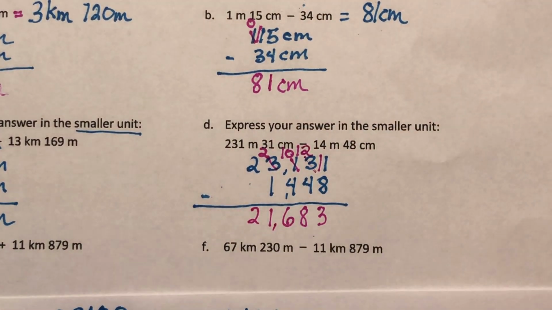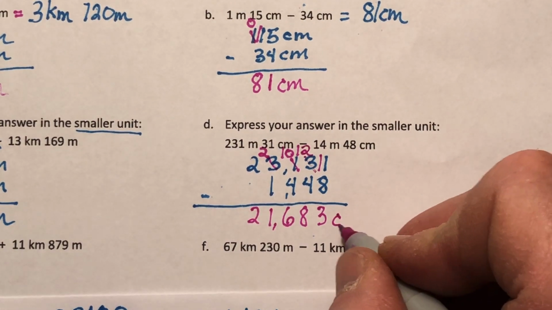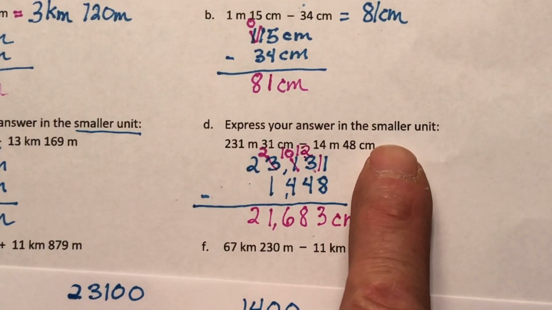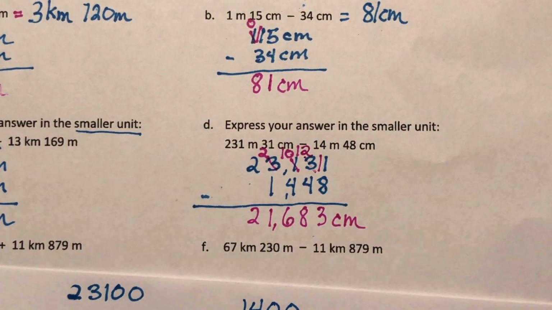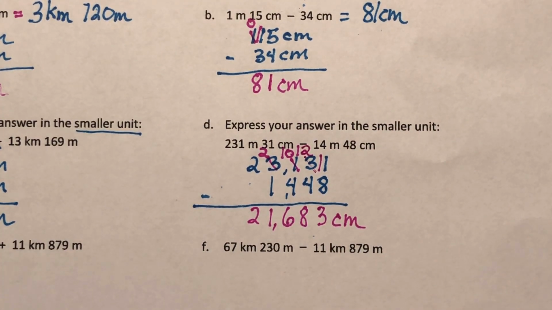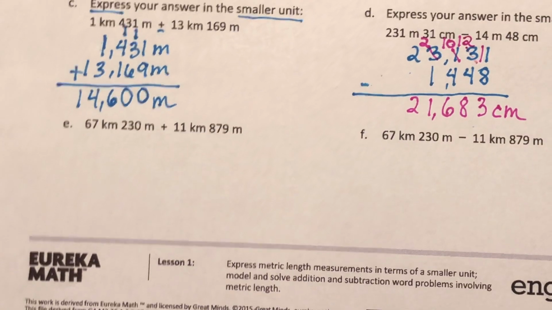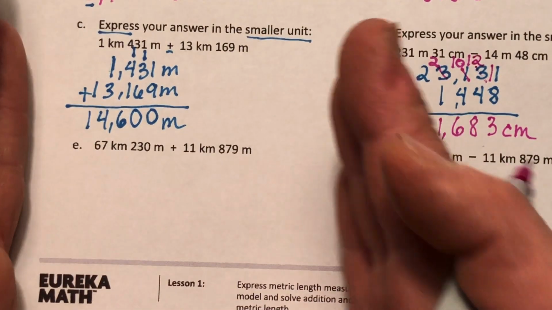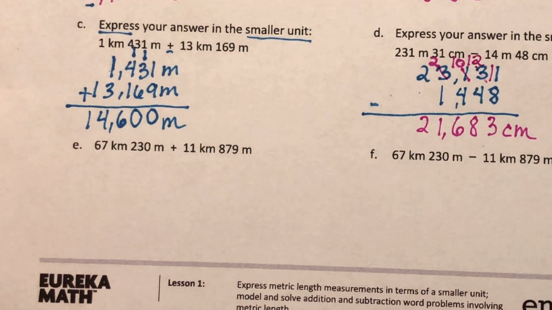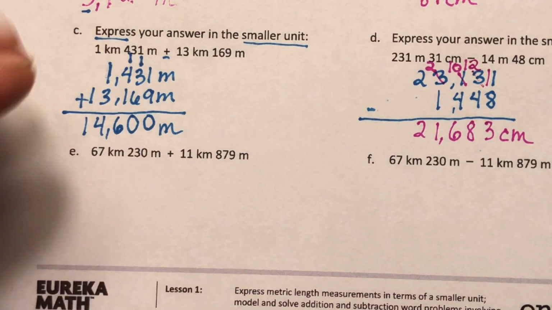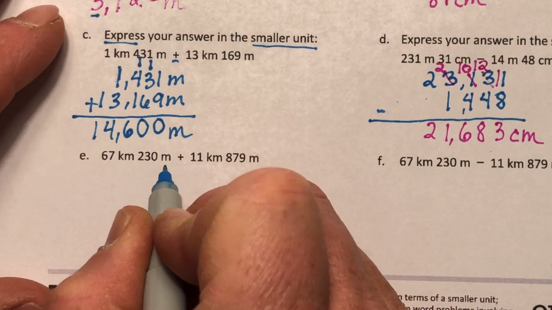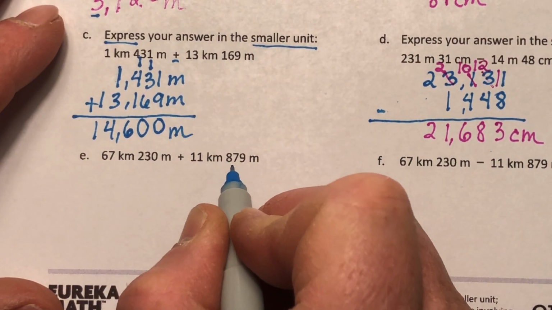So it looks like we've got 21,683 centimeters, okay? And again, I leave it as the smaller unit. Leave it there, all right? And then down here, I've got 67 kilometers. Okay, so this way, we're not gonna express it as a smaller unit. We're gonna express this as larger and smaller units. So 67 kilometers, 230 meters, plus 11 kilometers, 879 meters.